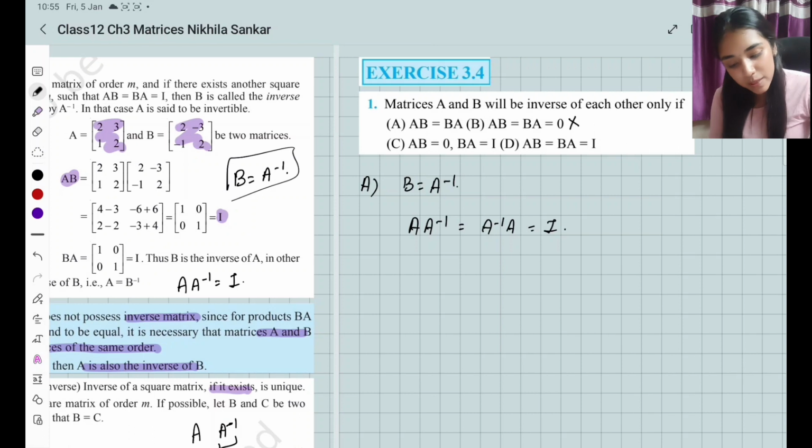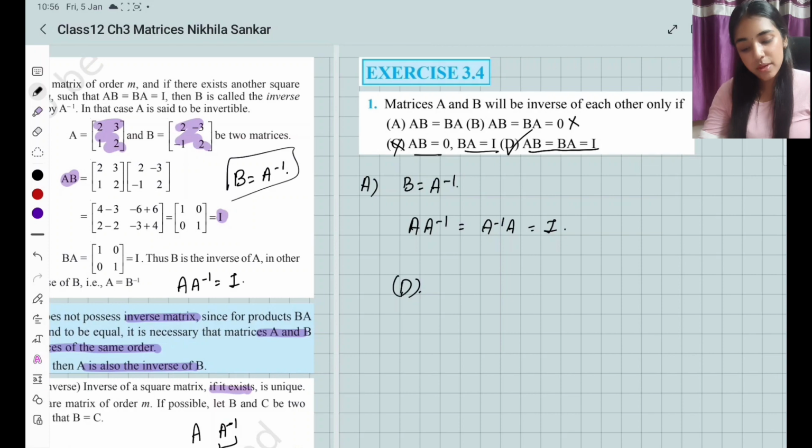Okay, AB equals 0. இந்த ஆப்ஷனும் கிடையாது. Then BA equals I. AB equals 0, BA equal I னு வர முடியாது. AB யும் BA யும் ஒரே வேல்யூவா தான் இருக்கணும். Okay, and AB equals BA equals identity matrix. Okay, so this is the correct option. இந்த இடத்துல equal to I கொடுக்கல, so let me not write the first option. So it is going to be the last option. So option D is the right answer. Okay, please copy.